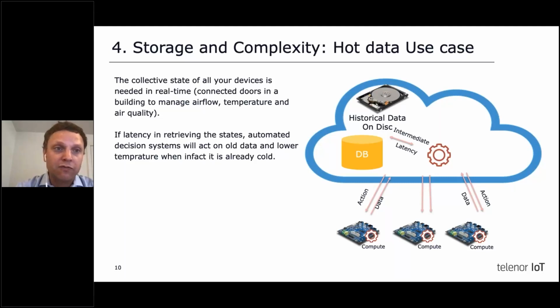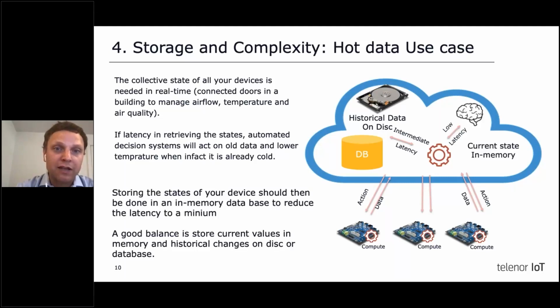So there's a solution to fix this, and that is to store the current state in memory. Memory storage is quite expensive. But if you only store the current state of all the different sensor values, you will have the low latency here. You can still store the historical data for seasonal patterns and so on in the database. So this kind of strategy with hot, cold or warm storage will serve many purposes at the same time and strikes a good balance of cost and efficiency.